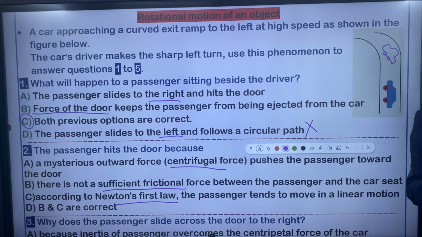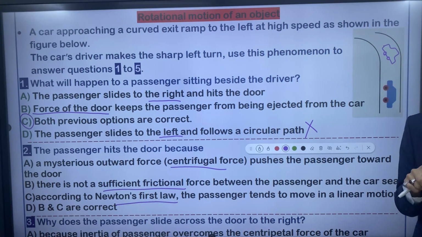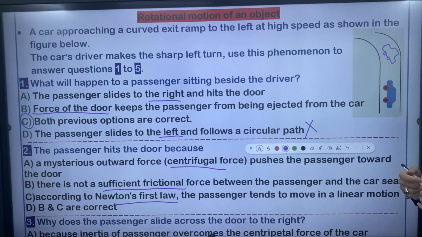This is the first one. And lack of friction leads to what? Lack of friction gives rise to overcoming the inertia. So inertia overcomes the friction, and that's why the passenger slides to the right.